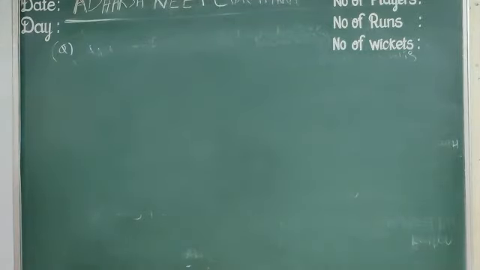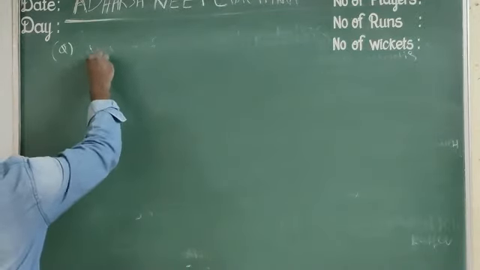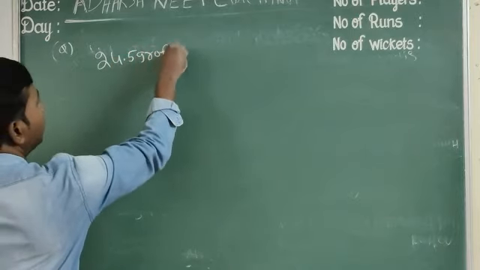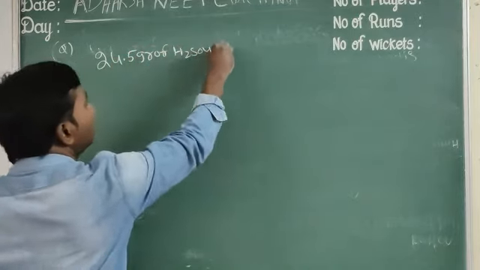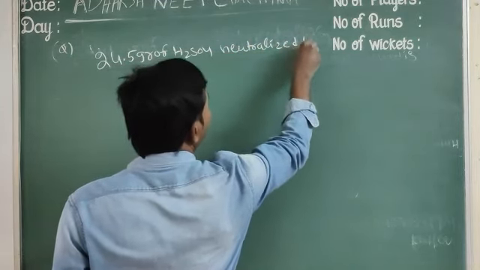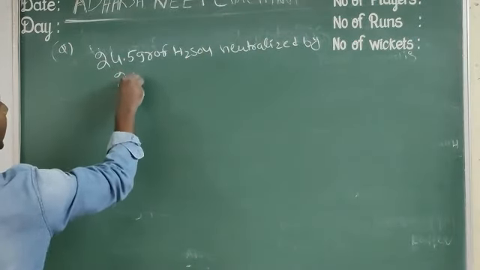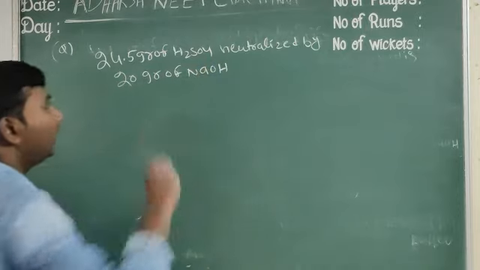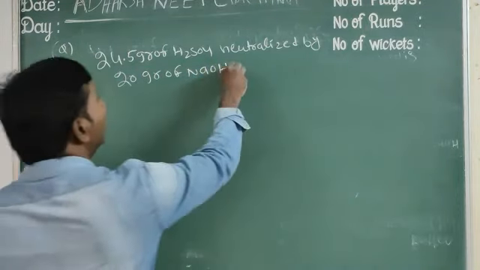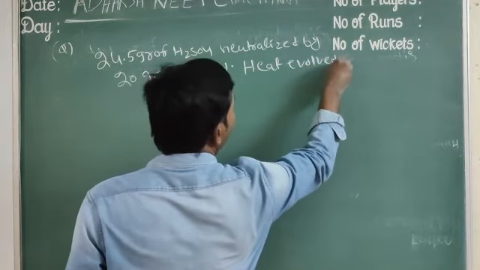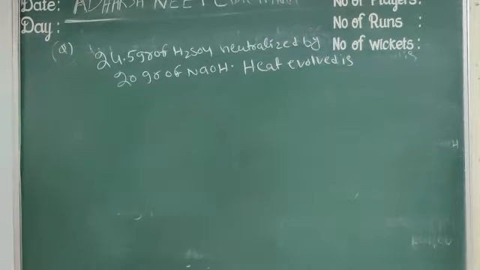Next problem, the same question. 24.5 grams of H2SO4 is neutralized by 20 grams of NaOH. The heat evolved is to be found.